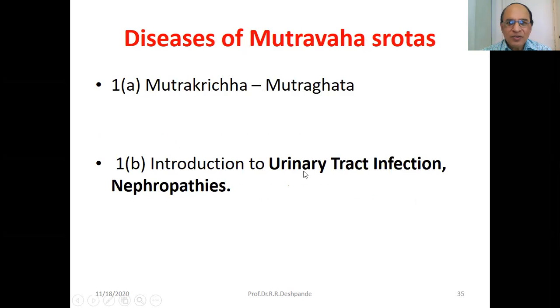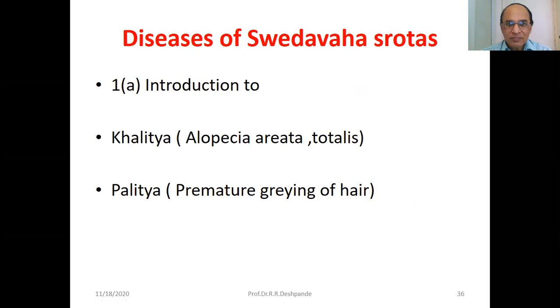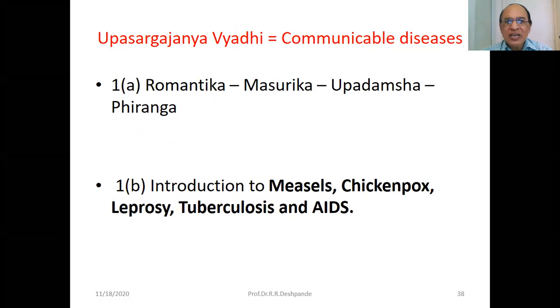Diseases of Mutravaha Srotas, Mutrakricchra and Mutraghata. I have already uploaded the videos of the excretory system in GP. You will find it in the playlist, medicine classes. You have to click on the medicine classes. Introduction to urinary tract infection, burning micturition, nephropathies, nephrotic syndrome. Svedavaha Srotas: introduction to Khalitya, alopecia areata, alopecia totalis, Palitya, premature graying of hair.